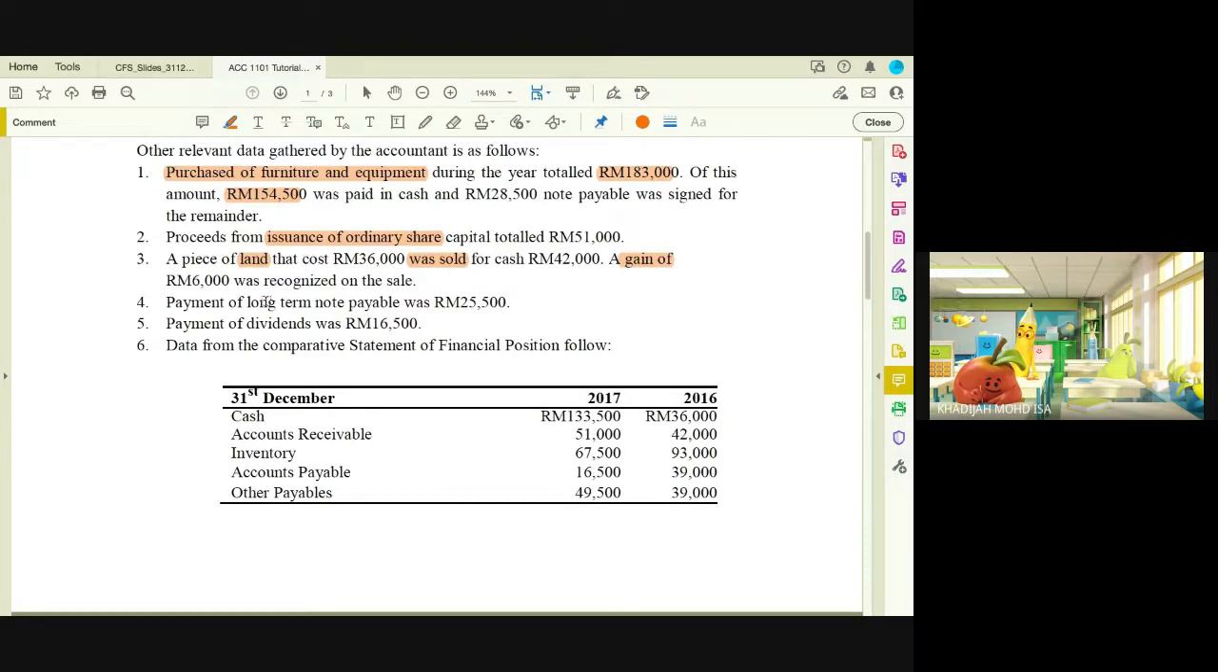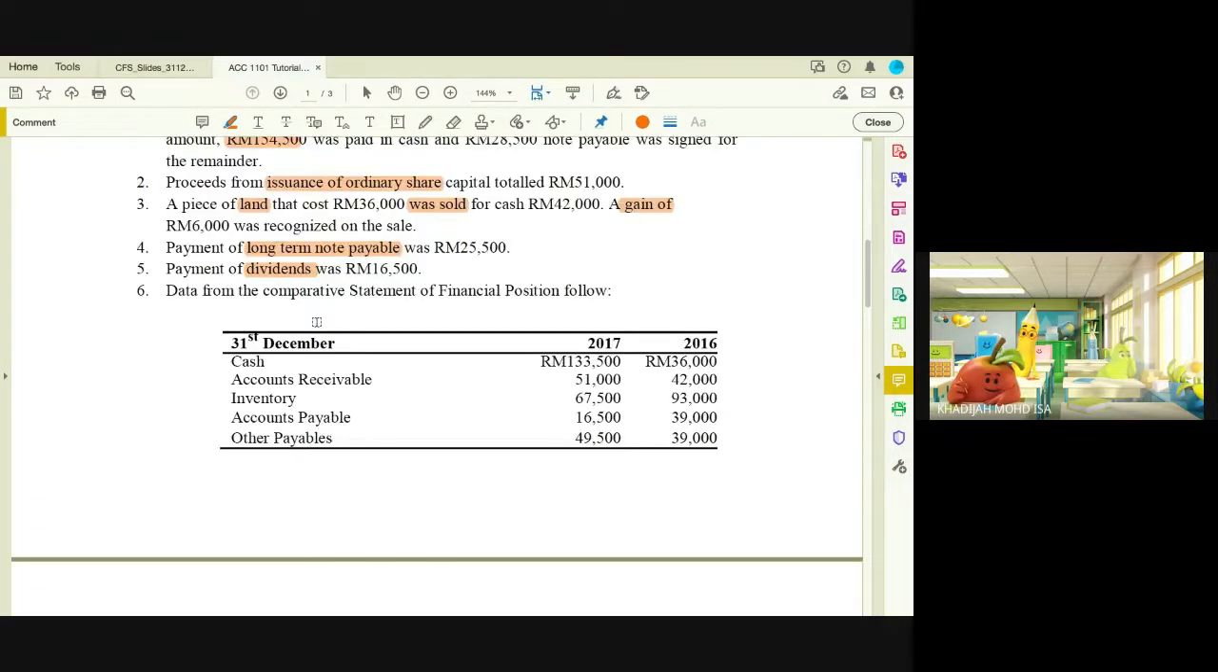Then you make payment of your long-term payable. Where would this long-term payable be? Would it be in operating, investing, or financing? Anyone? Financing. Very good. Remember that when we talk about long-term liability, it will be in your financing, because that is how the company uses the long-term note payable in order to finance the business. And then we also have your payment of dividends. Again, it will be in the financing. You see, financing? Yes, correct.